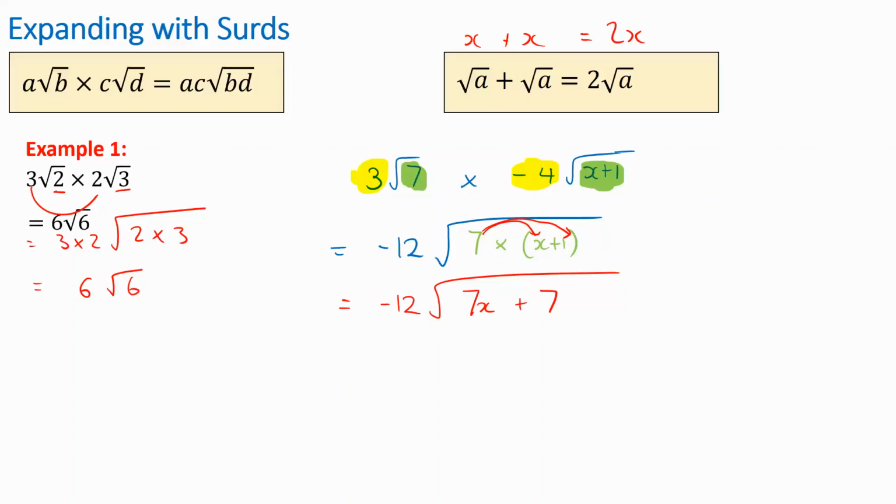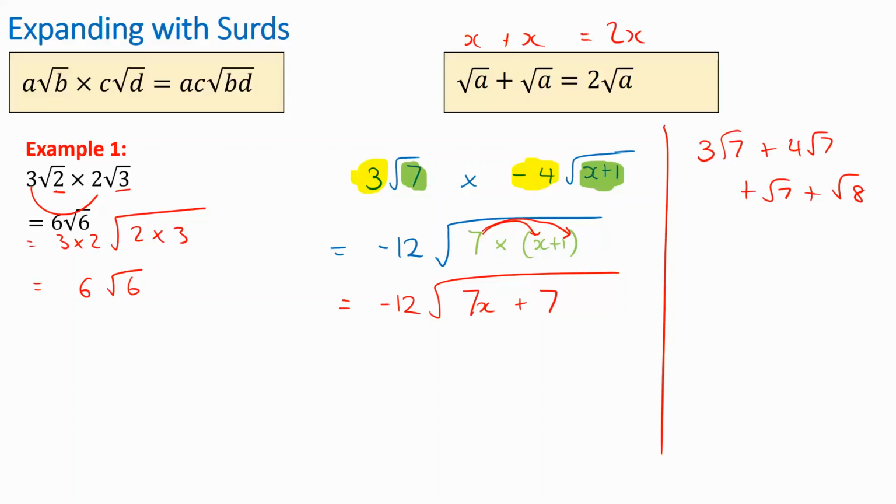If I gave you 3 root 7 plus 4 root 7 plus root 7 plus root 8, what you don't do is this. A lot of students do this too from year 10. Students would do, oh yeah, 3 plus 4 is 7, and then they go 7 plus 7 plus 7 plus 8, which is 29. And they're like, okay, so the answer must be 7 root 29.